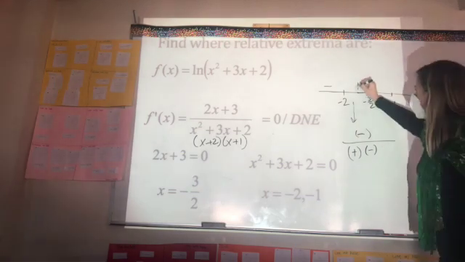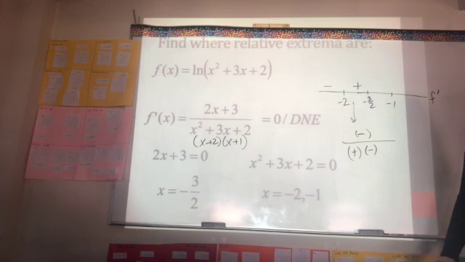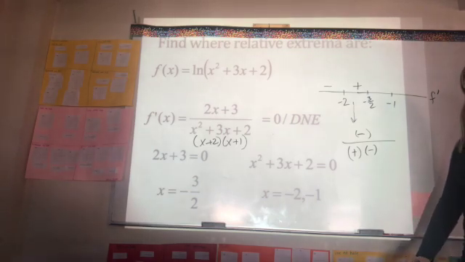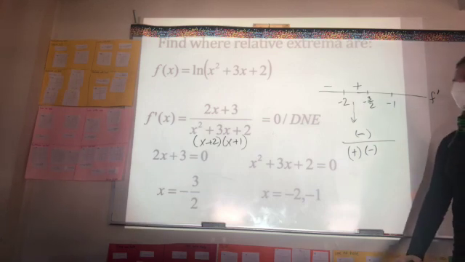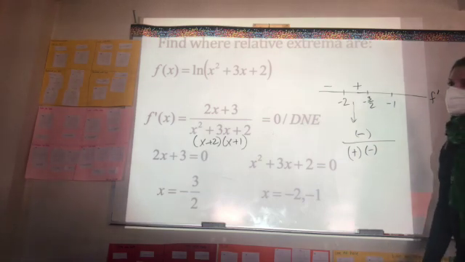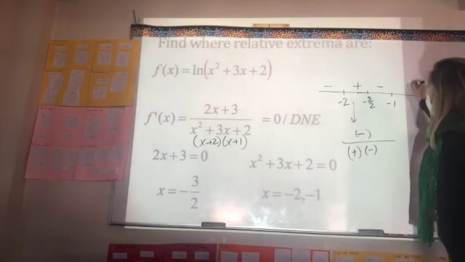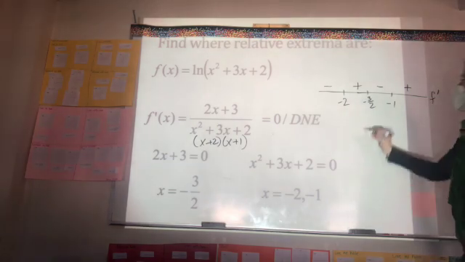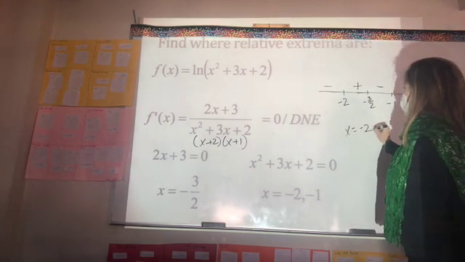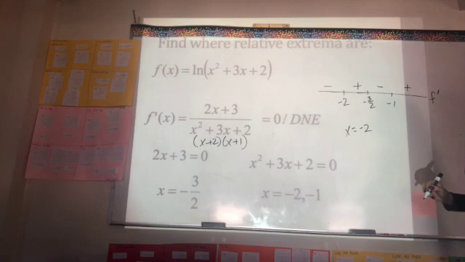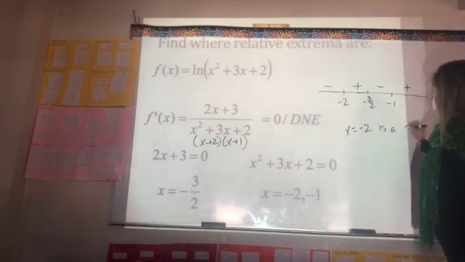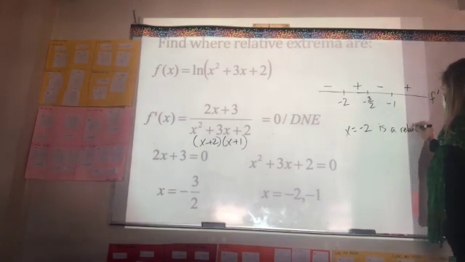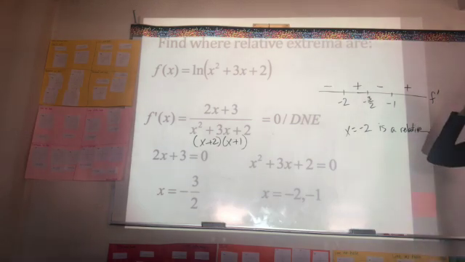So negative over negative is positive. Because when f prime changes signs, it's going to be a min or max. This is a negative and this is a positive. So x equals negative 2. Let's answer the question. x equals negative 2 is a relative min.